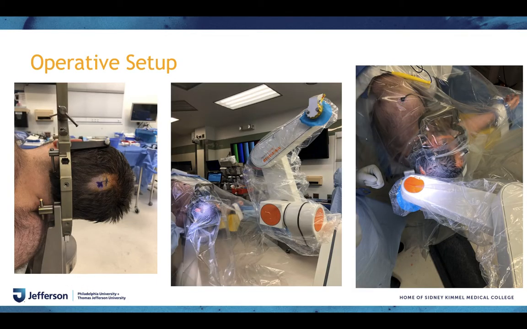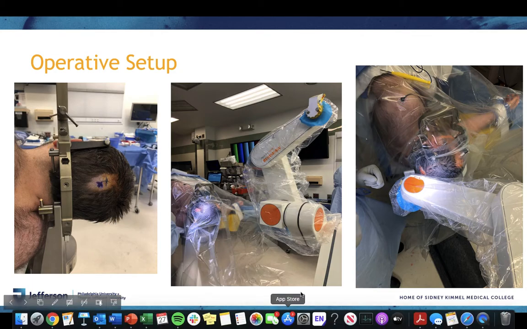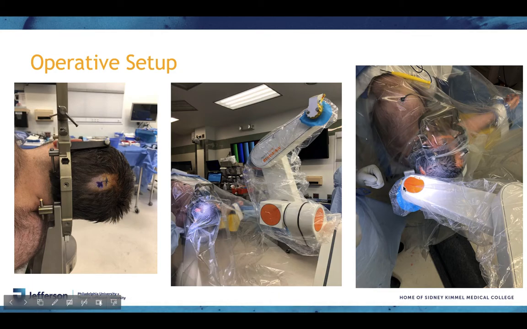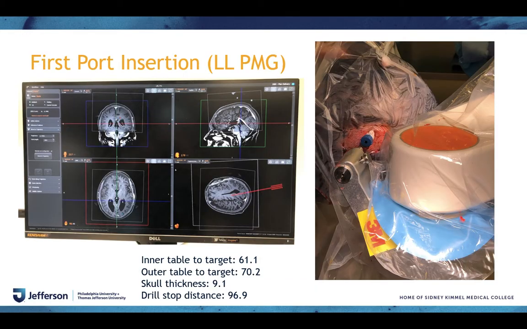Following trajectory verification, the operative setup can begin. The patient's head is minimally shaved, and the incisions are marked on the scalp. The robot is prepped and draped, and then the robot is guided to the appropriate trajectory. The first port is inserted into the trajectory corresponding to the left lateral polymicrogyria.